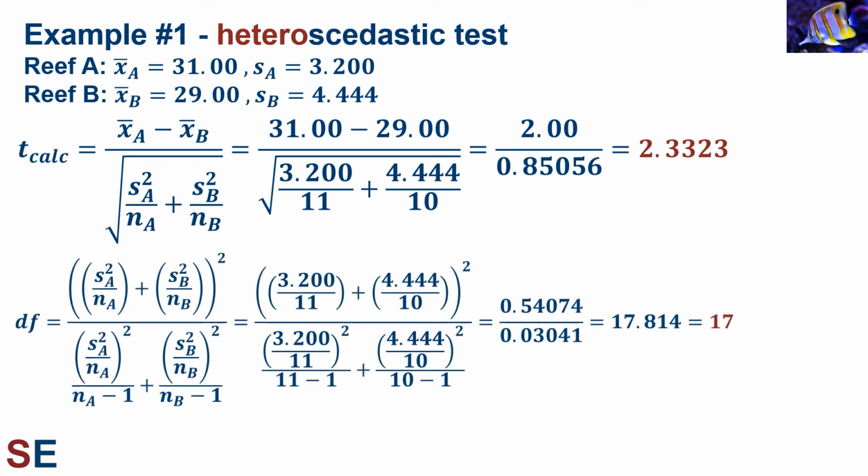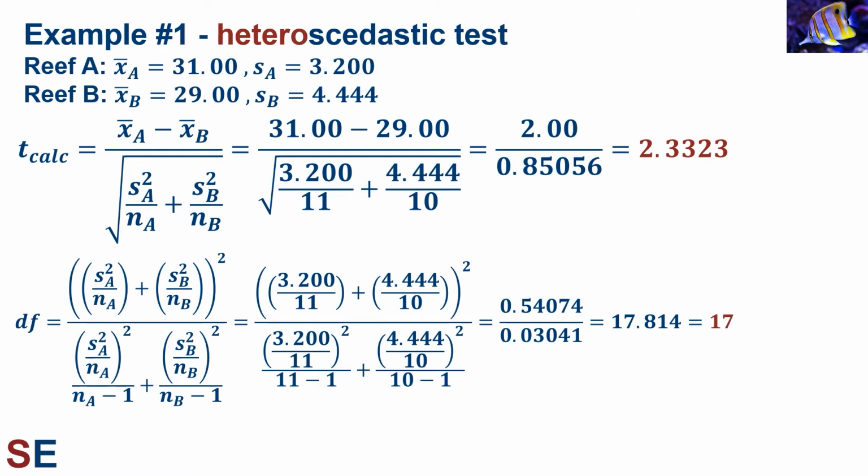Then we need the degrees of freedom value, which is obtained using this huge and complicated equation, which uses the variances and sample sizes in several places. We just need to go slow and plug in everything carefully. When we do, we get 0.54074 divided by 0.03041, which is a value of 17.814. Degrees of freedom in tests are always integer values, so we round these calculated values. We always round downwards to simulate having less data and being conservative, rather than rounding upwards and acting as if we have more data than we do. The 17.814 gets rounded down to 17 degrees of freedom.